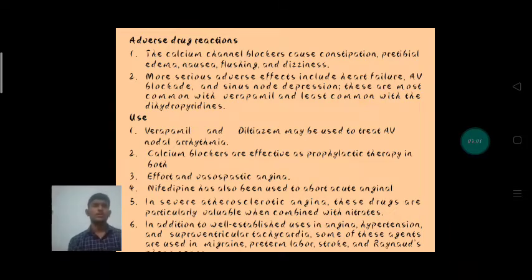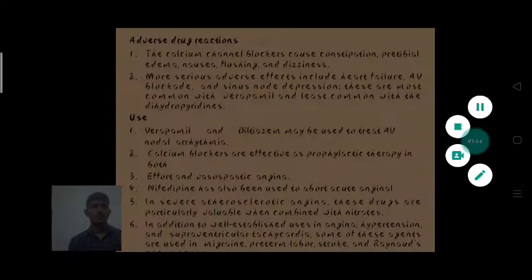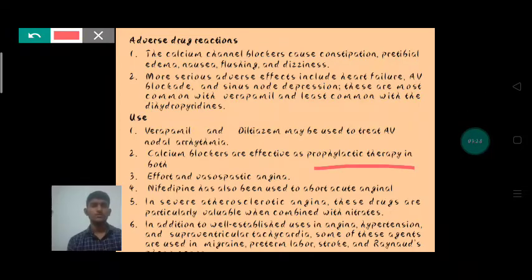The more serious adverse effects include heart failure, AV node blockage and sinus node depression. These are most common with verapamil and least common with the dihydropyridines. That's why we prefer dihydropyridines over verapamil. Now the uses: verapamil and diltiazem are used to treat AV nodal arrhythmia. Calcium channel blockers are also used in prophylactic therapy in both effort and vasospastic angina.